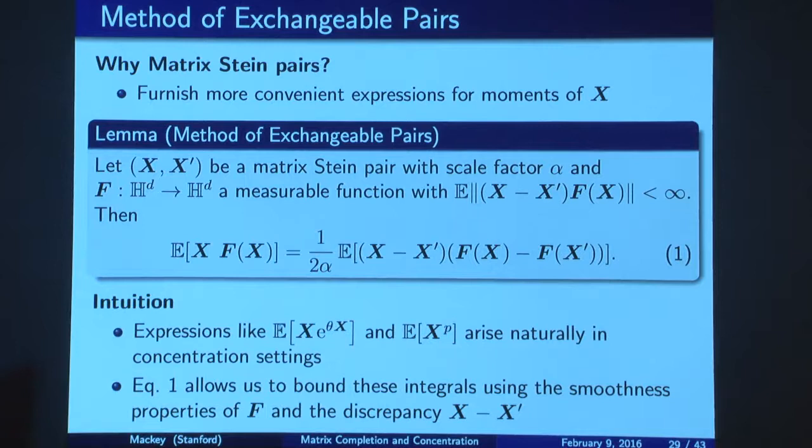So why is that good? It's good because expressions like this appear in concentration all the time. We care about moments of X, and sometimes we care about these exponential moments of X, like the expectation of X times e to the theta X. And this means that we can rewrite these expressions in terms of matrix Stein pairs, and then control the growth of these expressions in terms of the discrepancy X minus X prime and smoothness properties of your function f. So that's one good reason.